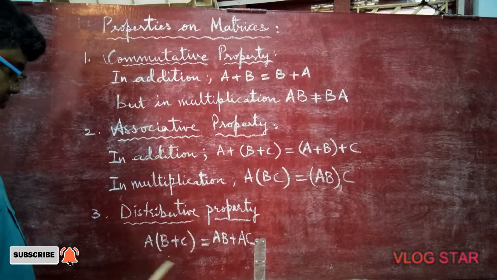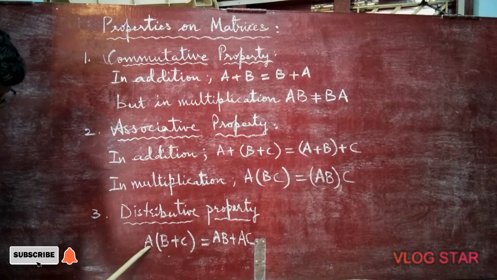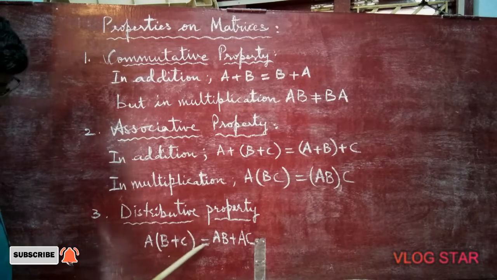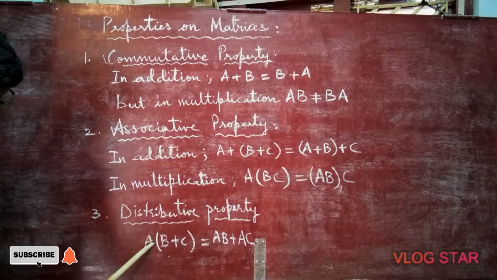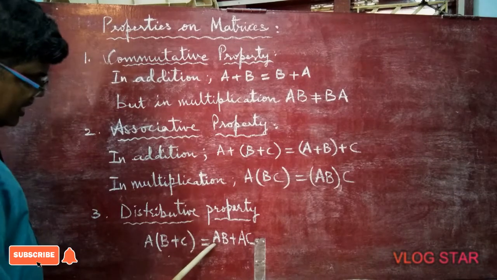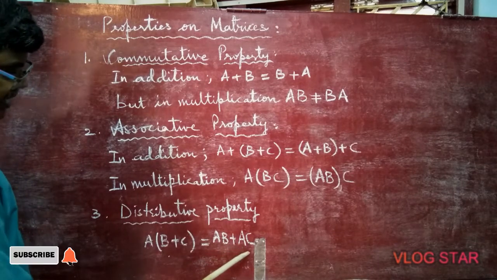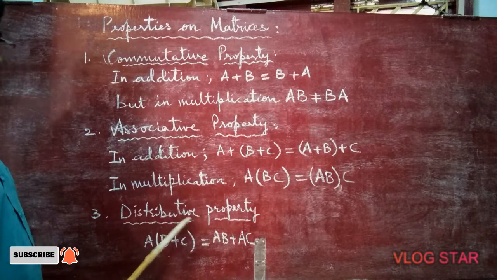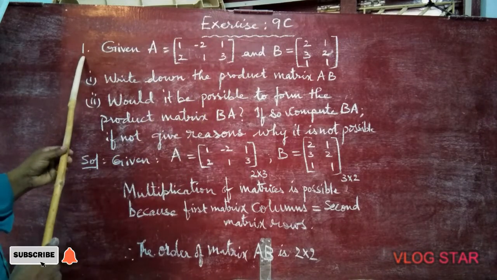Coming to the third one, distributive property. Distribution, you know, chocolates distribution, biscuit distribution. This A is distributed to B and again this A is distributed to C. So A into (B plus C) is equal to AB plus AC. So multiplication distributes over addition. Bracket indicates multiplication. A into (B plus C), so AB plus AC. AB means what? A into B. AC means what? A into C. So which property? Distributive property.